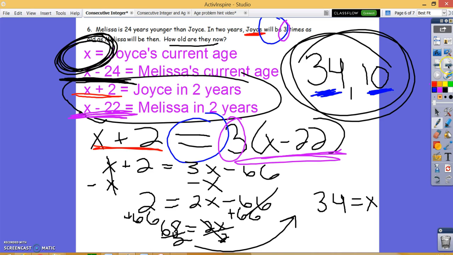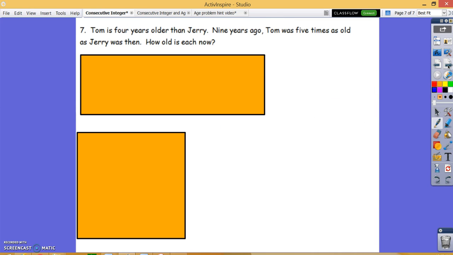Okay, last problem. I know this one was a tricky one, but if you read it carefully, it's actually not too bad. Tom is 4 years older than Jerry, so we know Jerry is our more mysterious person. We're going to use him as X. 9 years ago, Tom was 5 times as old as Jerry was then. How old is each now?